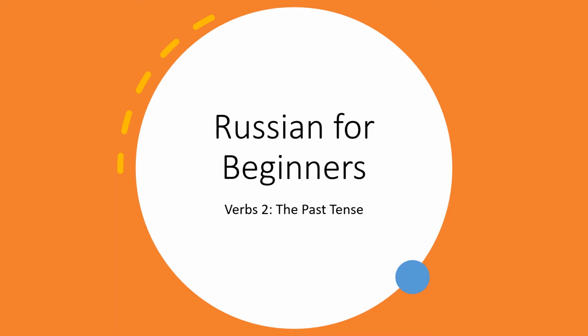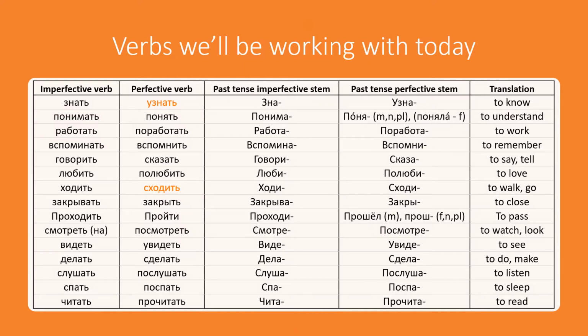So let's get started. These are some verbs that we've come across in previous lessons that we're going to be working with again today. As you can see, I've written them in the imperfective and perfective forms of the verbs, and then I've put their past tense stems as well. So I'll just read through these now.